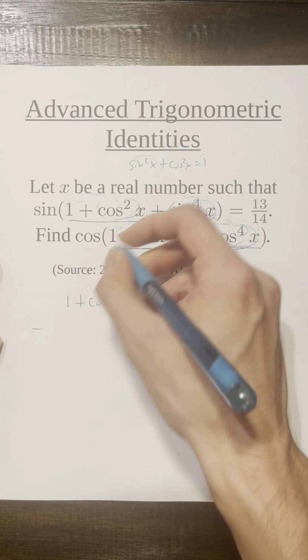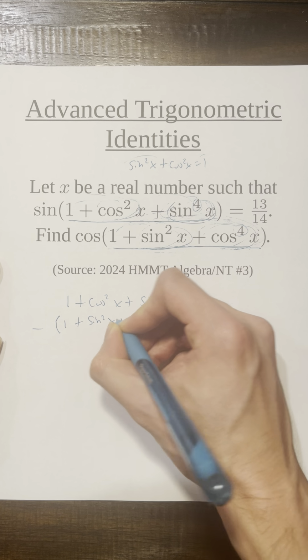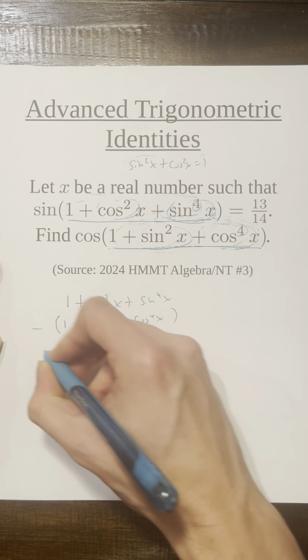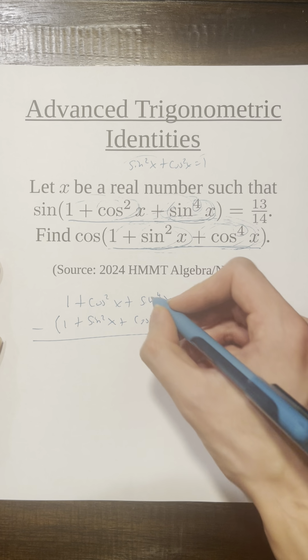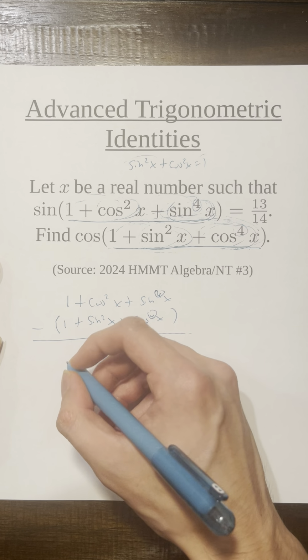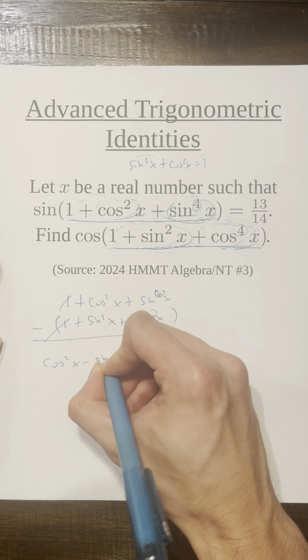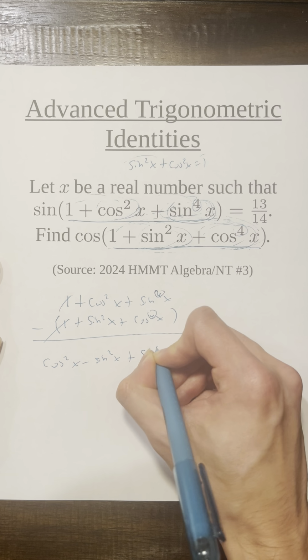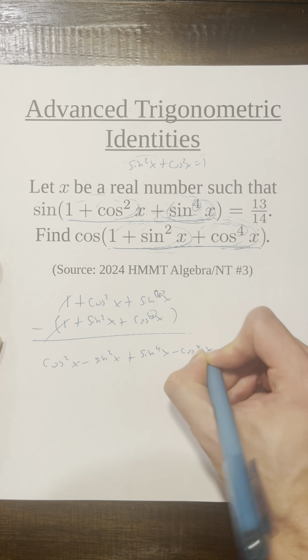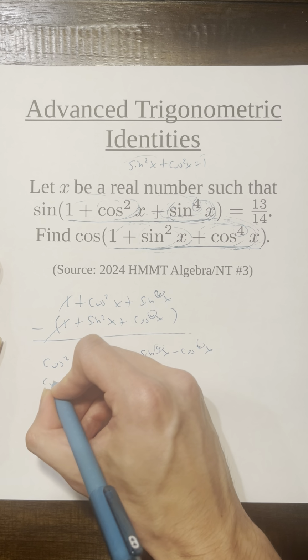Okay, so minus this. Again, the whole reason why we're subtracting is to get rid of this, to get this to something smaller. So that goes away. It's going to be cosine squared x minus sine squared x plus sine to the power of 4x minus cosine to the 4x. But this is going to go away soon. So this stays the same, but we've got a difference of squares here.